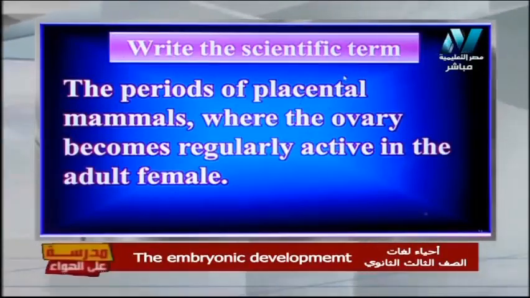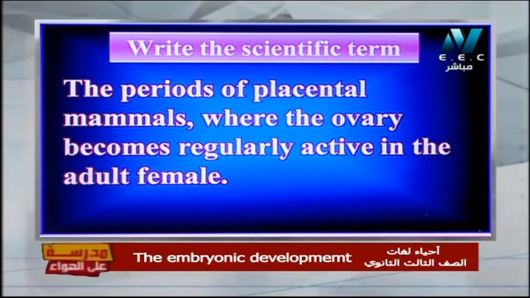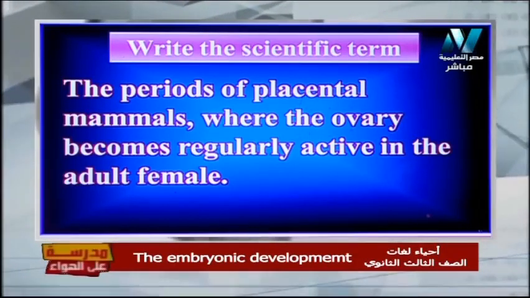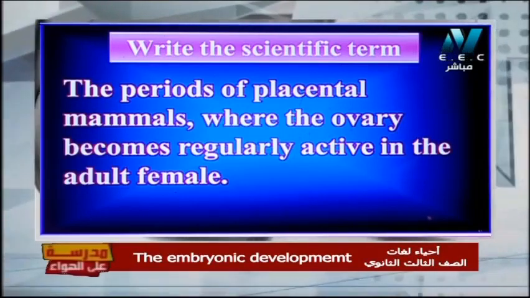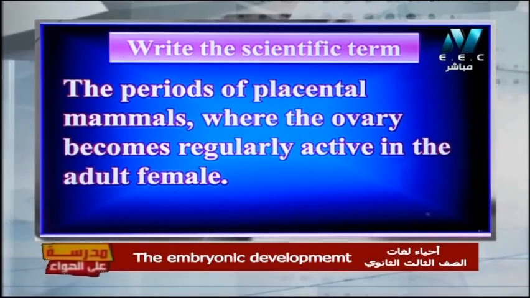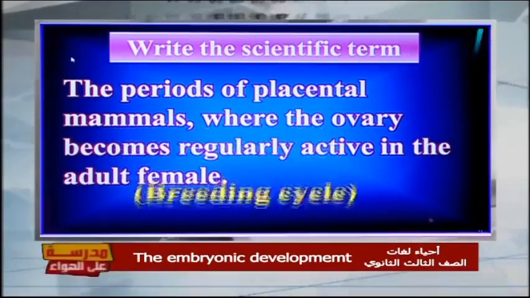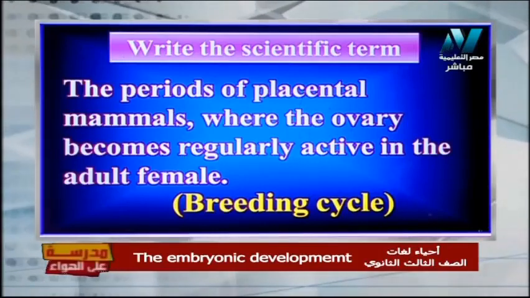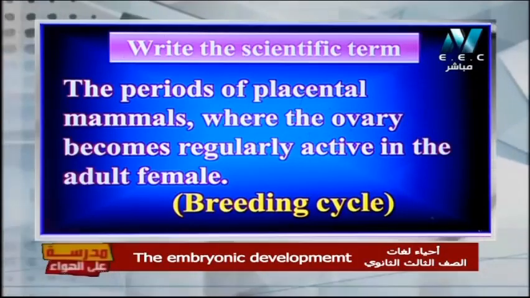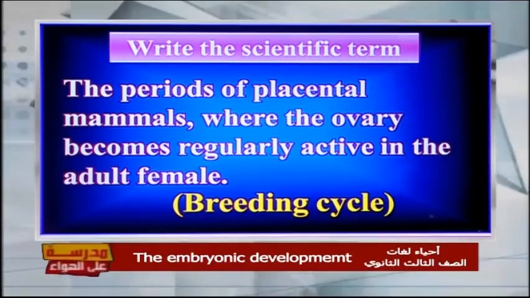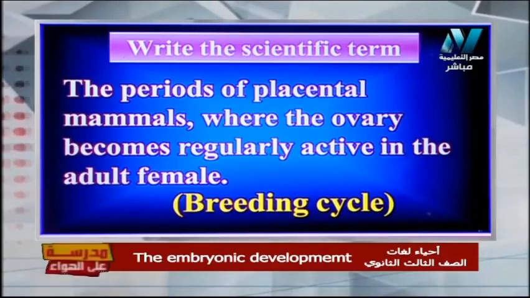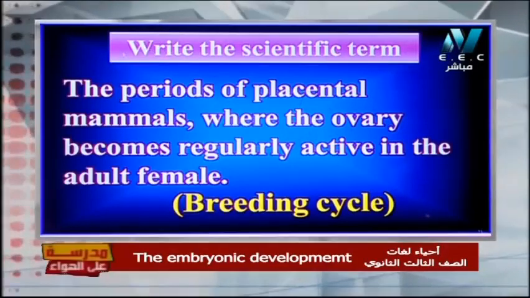The period of placental mammals where the ovary becomes regularly active in the adult female. This is about how often the ovary becomes regularly active to produce an ovum in placental mammals. Mammals that have a placenta, remember people call it the breeding cycle. We said the breeding cycle is annual in the tiger and lion, meaning each year, and twice a year or each 6 months in dogs and cats, and monthly in rats and rabbits, and each 28 days in female human beings.